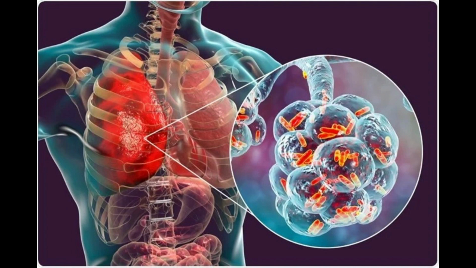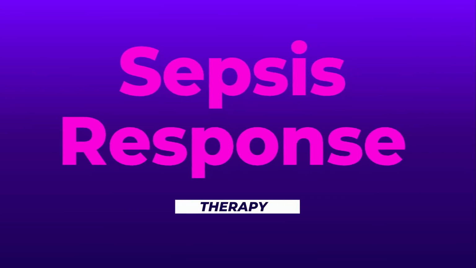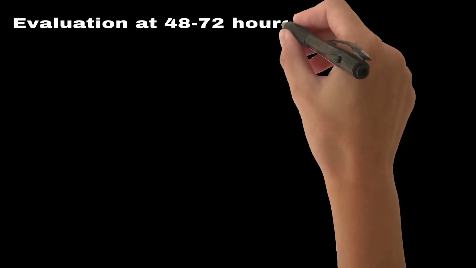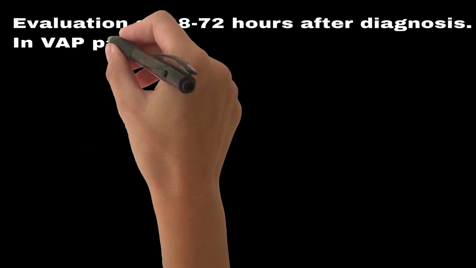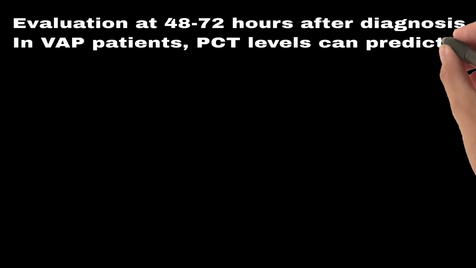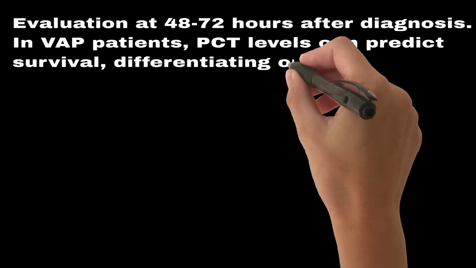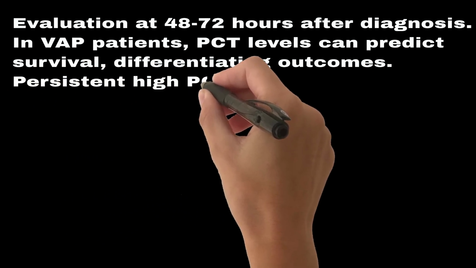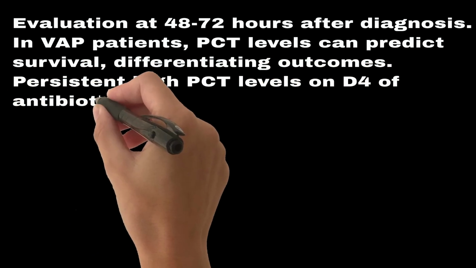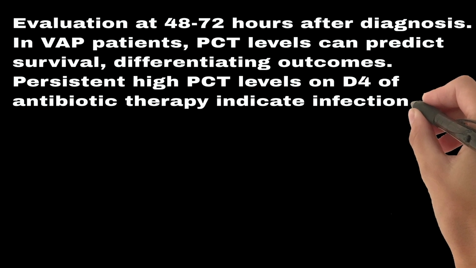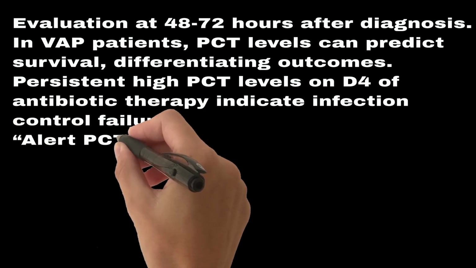Meta-analysis indicates PCT lacks sensitivity early during CAP. Next is assessment of sepsis response to therapy, with evaluation at 48 to 72 hours after diagnosis. In VAP patients, PCT levels can predict survival, differentiating outcomes. Persistent high PCT levels on D4 of antibiotic therapy indicate infection control failure.